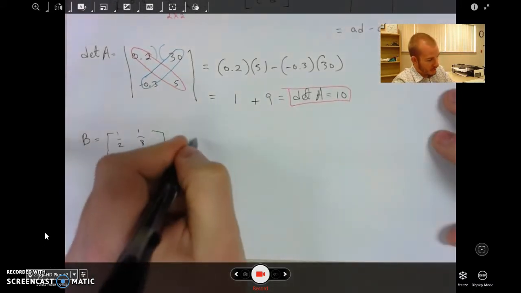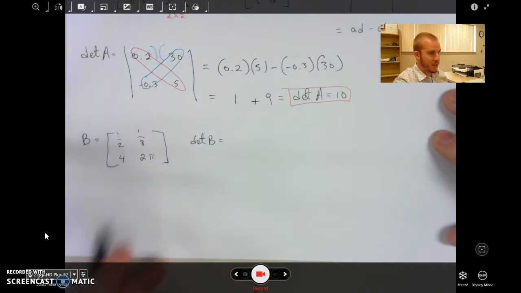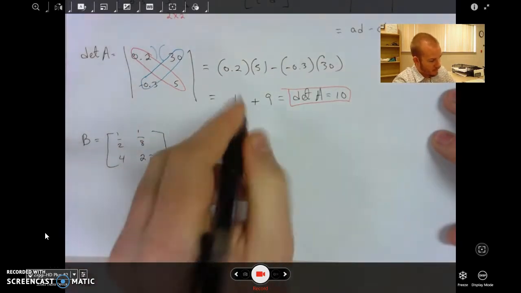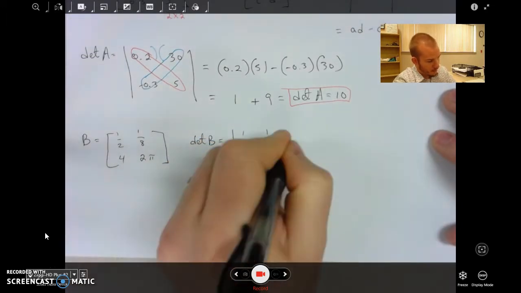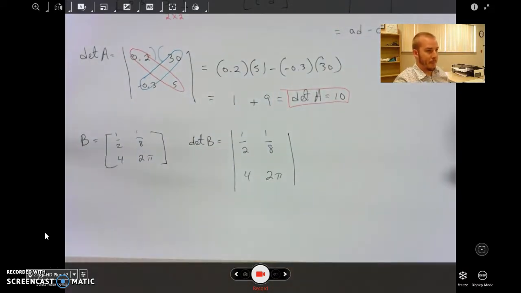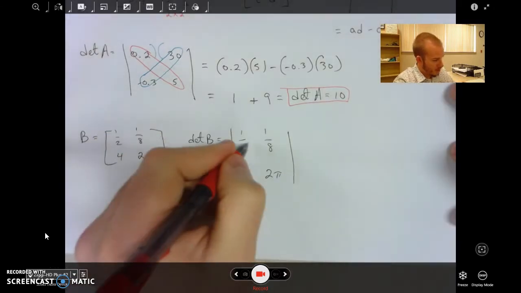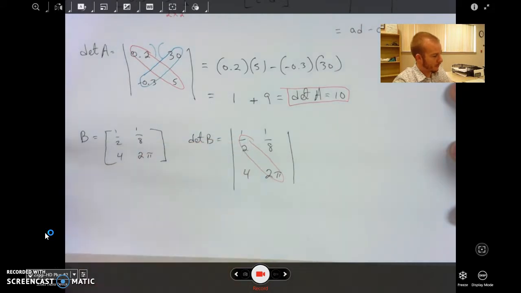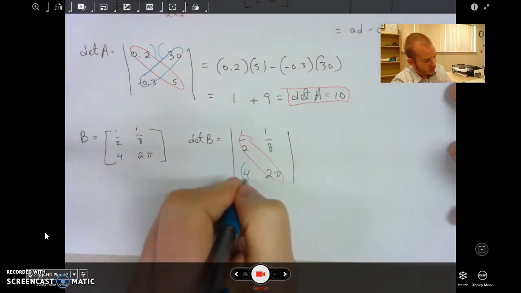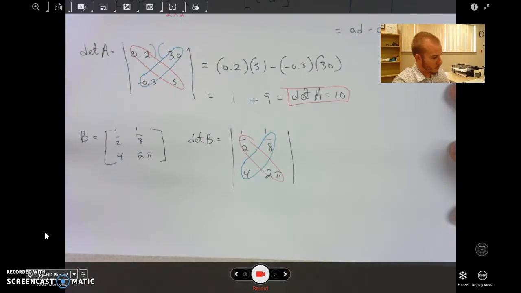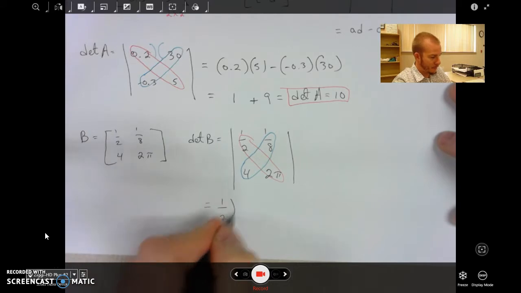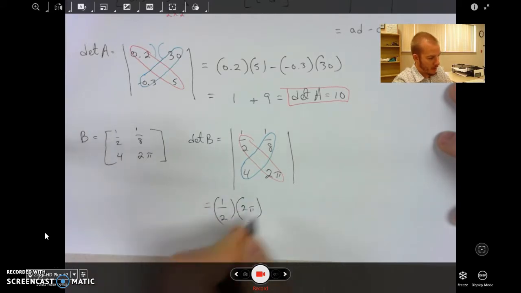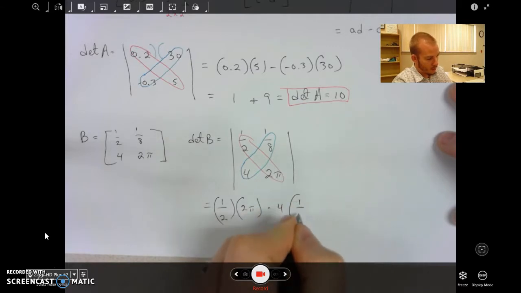The determinant of B is equal to, we can do the big bars, 1/2, 1/8, 4, 2 pi. Okay, so let's think about this. Let's get out our other colored pens to remind us. We're going to do 1/2 times 2 pi, and we're going to subtract 4 times 1/8. Well, what do we get? 1/2 times 2 pi minus 4 times 1/8.